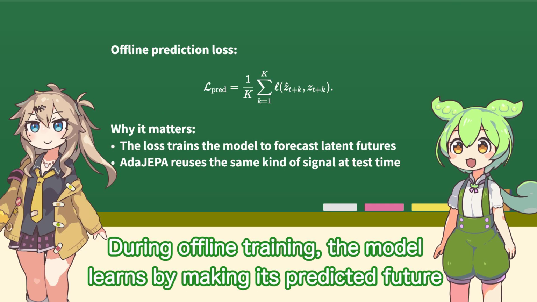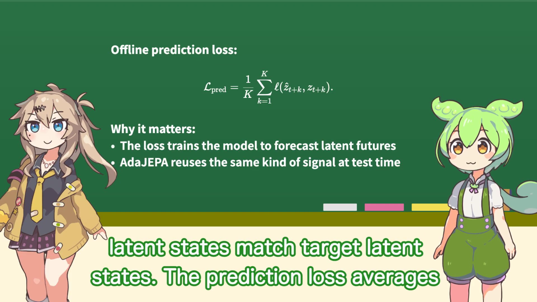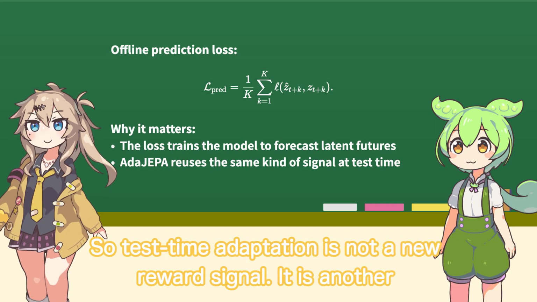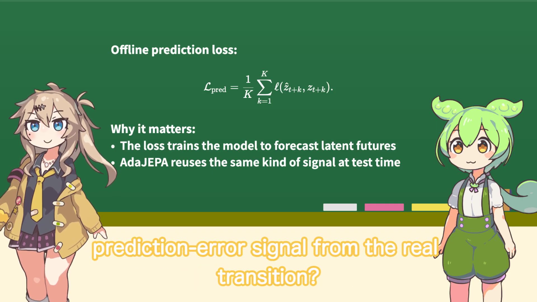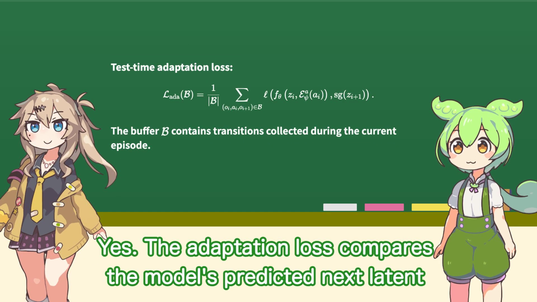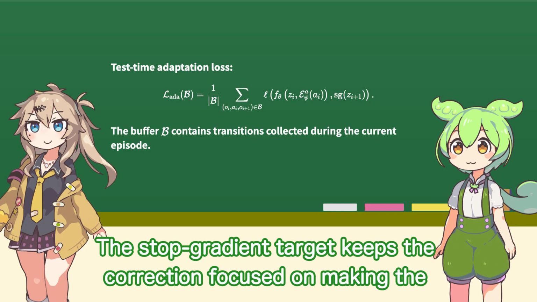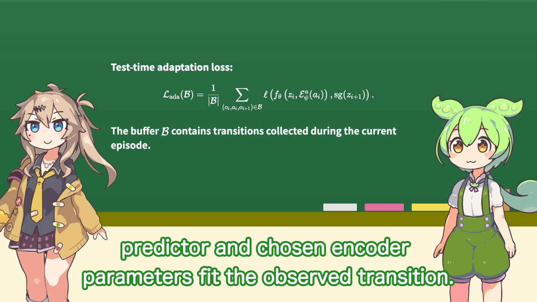During offline training, the model learns by making its predicted future latent states match target latent states. The prediction loss averages those mismatches over a rollout horizon. So test time adaptation is not a new reward signal. It is another prediction error signal from the real transition? Yes. The adaptation loss compares the model's predicted next latent state with the encoded next observation that actually happened. The stop gradient target keeps the correction focused on making the predictor and chosen encoder parameters fit the observed transition.